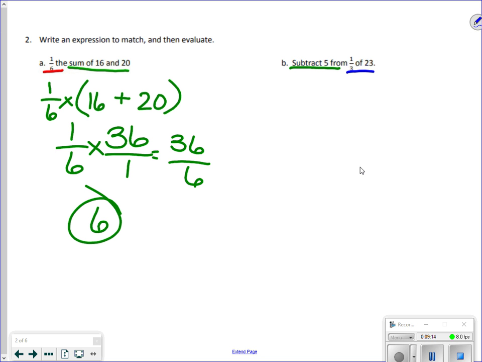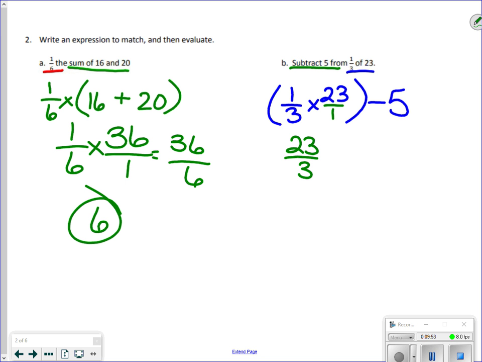So when you write that, 1/3 of 23, how would you write that, Anthony? 1/3 times 23 in parentheses, minus 5. Okay, so I want to see if you can actually solve that. See if you can get me the answer. All right. So right here, you should get 23/3, right? Okay. So if you did it right there, you're good.